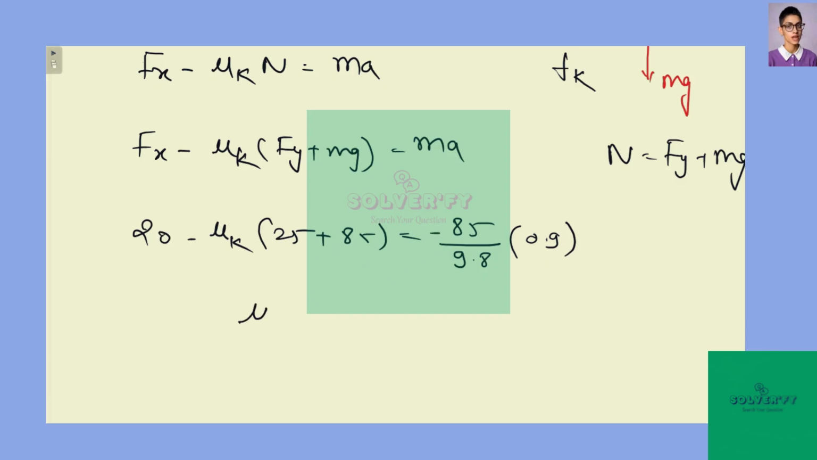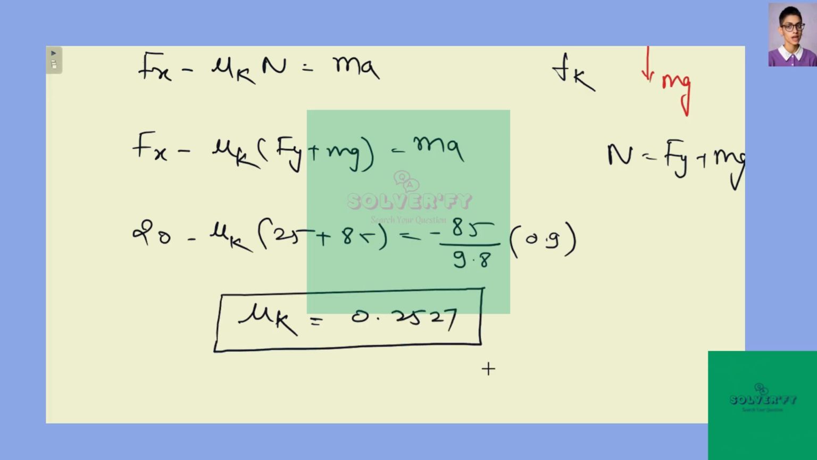So from here we get the value of mu k, and this is 0.2527. So this is the coefficient of kinetic friction, and this is our answer for this given question.